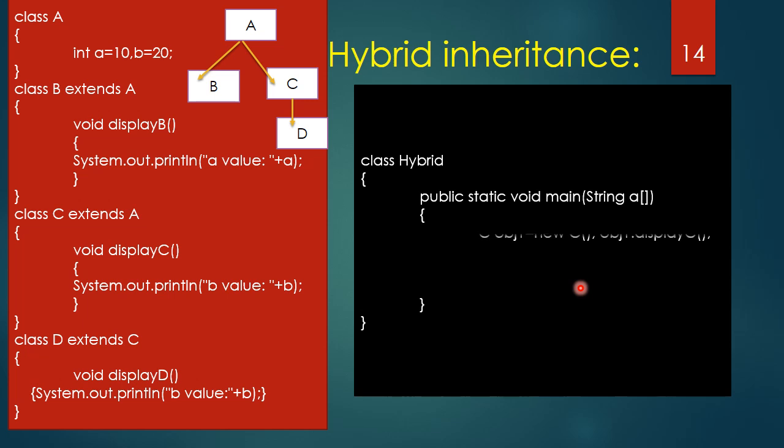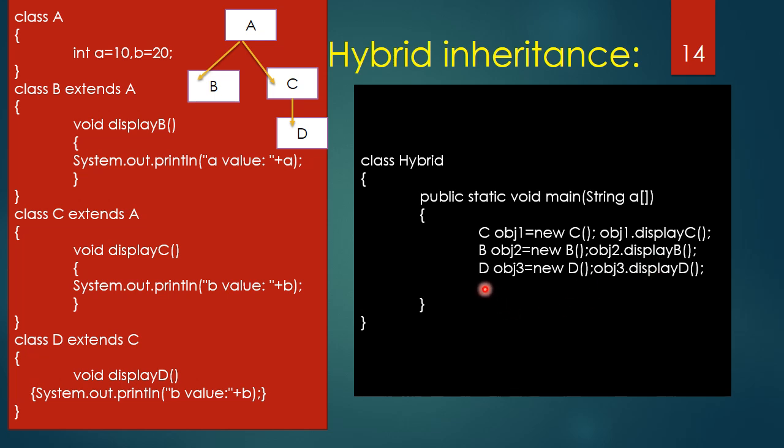This is the main method, and see, I am creating an object of the C class, obj, and using that C class object I can call the display C method. Next I am creating an object of B. So using that B class object, obj2, I can call only the display B method. Next I am creating D, an object of D, and using that I am calling display D.